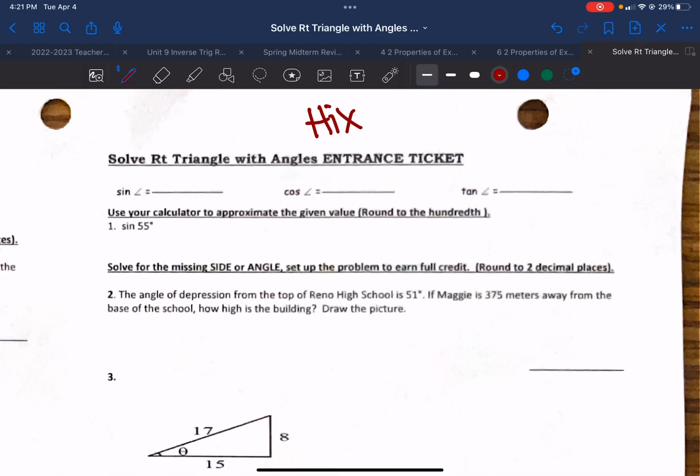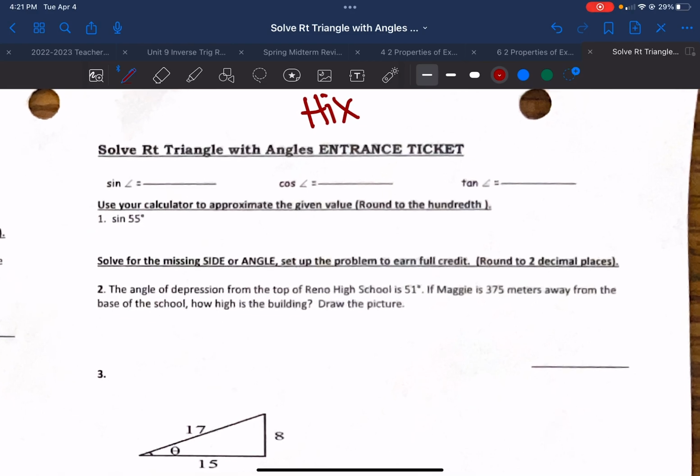All right, these first three are simply asking for the trigonometric ratios of sine, cosine, and tangent. For sine, that is opposite side over your hypotenuse. Okay, opposite over hypotenuse. Cosine is going to be your adjacent over your hypotenuse. And tangent is going to be your opposite over your adjacent. Make sure that this is on your entrance ticket because it will help you be successful on this quiz.